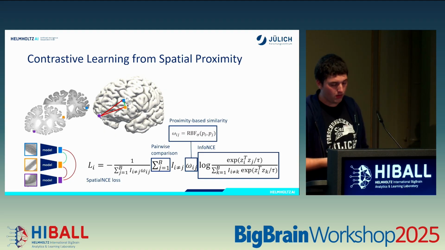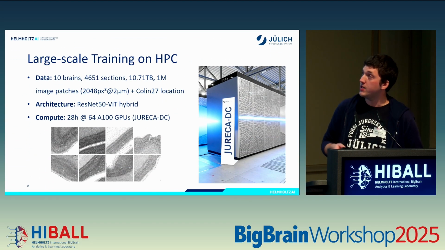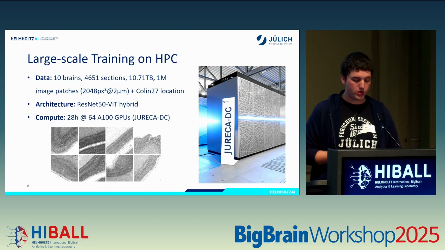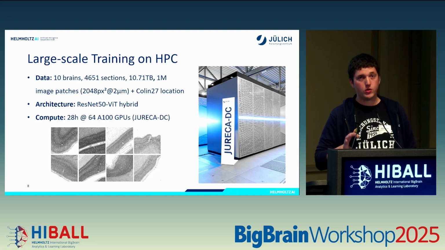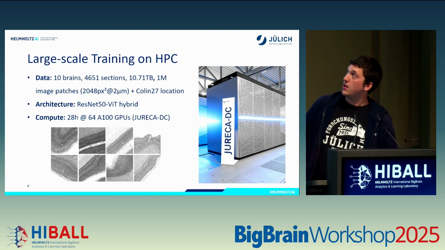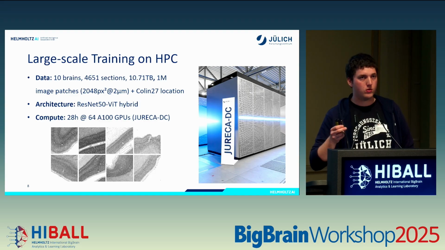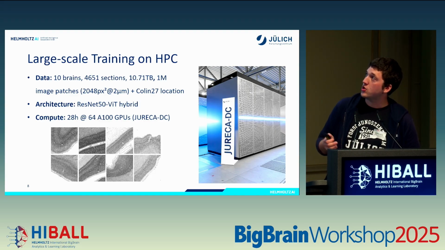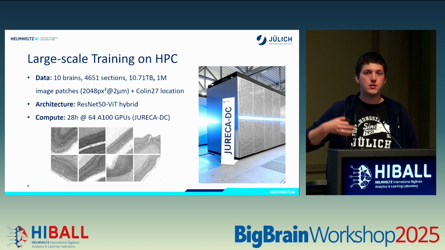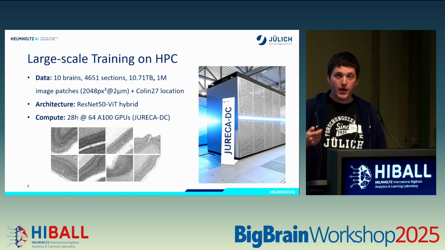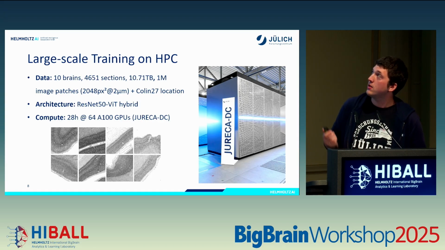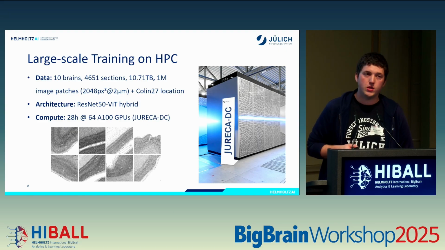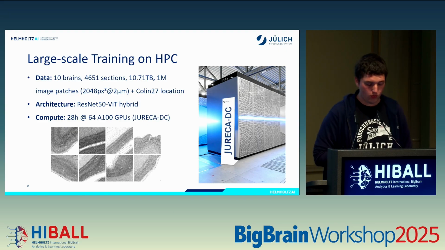So this is the method, but the method alone is not enough. We also need to train this. The way that we train this is we take data from 10 brains, which are parts of the Jülich-Düsseldorf brain collections, about 4,500 sections, which is about 11 terabytes, of which, after we sample, in this case 1 million image patches, this is about 4 terabytes, which is then processed multiple times by the model. So one training amounts to about 600 terabytes of data seen by the model at some point, and corresponding locations in Colin27, for example. And the image patches that we use here are about 2K by 2K pixels at 2 micrometer resolution.